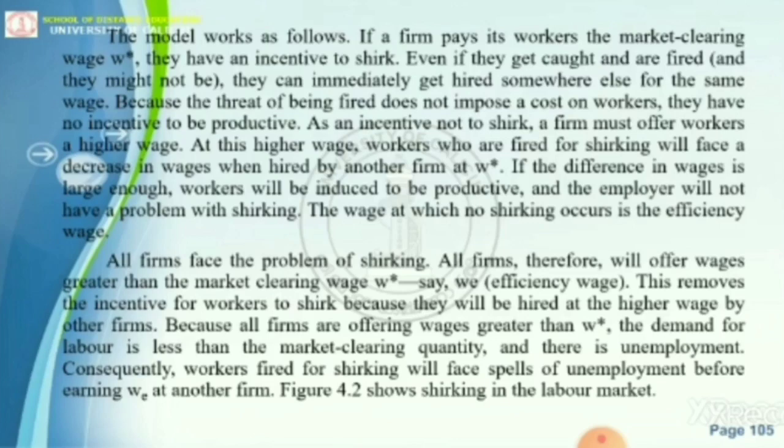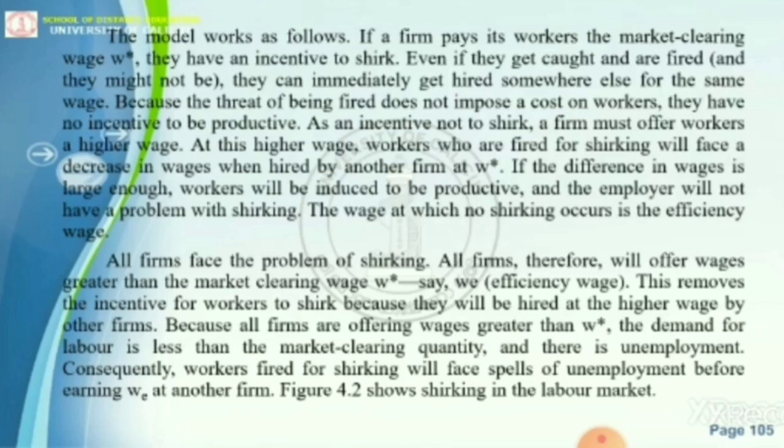As an incentive not to shirk, a firm must offer workers a higher wage. At this higher wage, workers who are fired for shirking will face a decrease in wages when hired by another firm at W star. If the difference in wages is large enough, workers will be induced to be productive and the employer will not have a problem with shirking. The wage at which no shirking occurs is the efficiency wage.